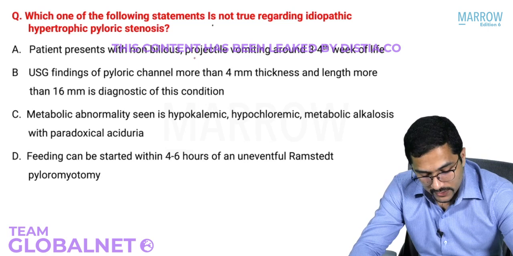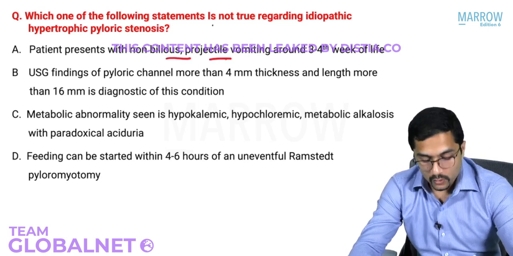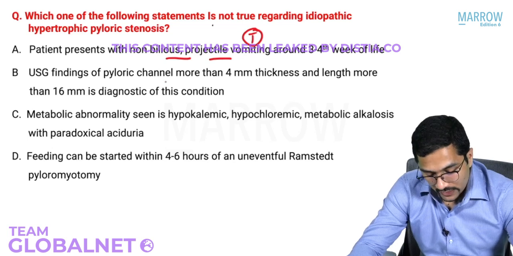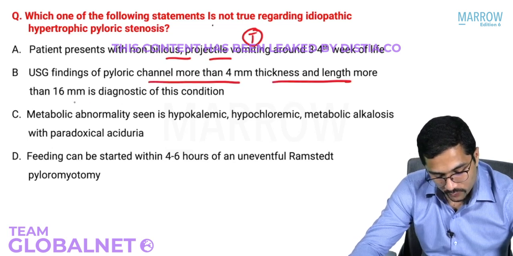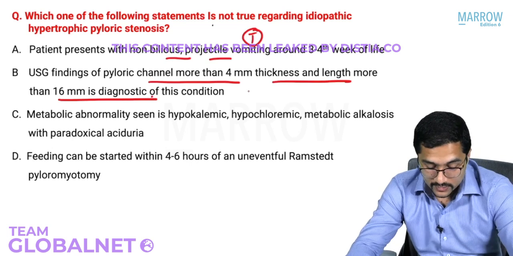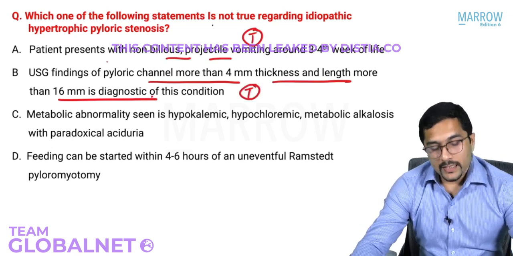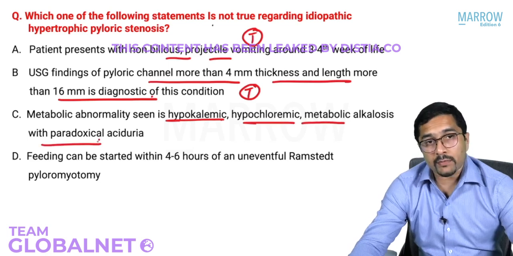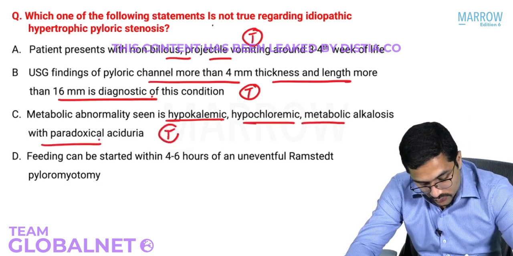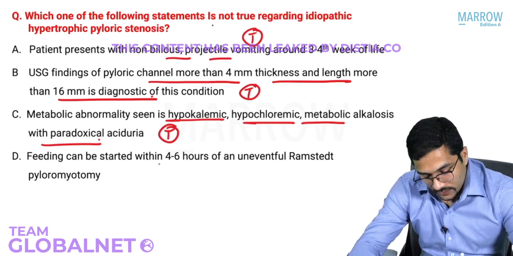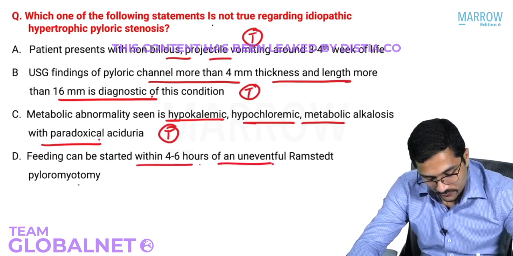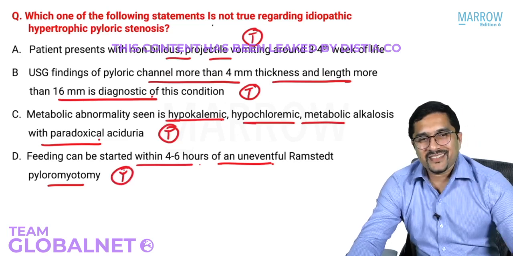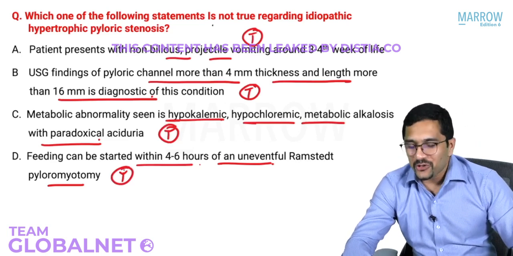Presents with non-bilious projectile vomiting around 3rd to 4th week of life. This is true. Ultrasound findings of pyloric channel more than 4 mm thickness and length more than 16 millimeters is diagnostic. This is also true. Metabolic abnormality is hypokalemic, hypochloremic, metabolic alkalosis with paradoxical aciduria. This is true. And feeding can be started within 4 to 6 hours of an uneventful Ramstedt's pyloromyotomy. This is also true. So sometimes in the questions, you can get all true and all false as well.